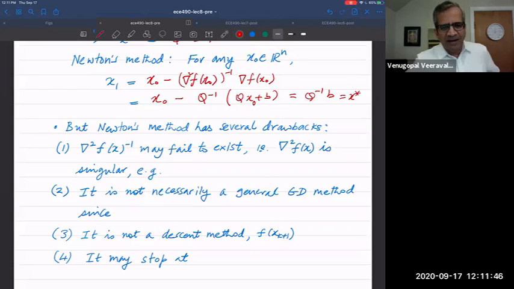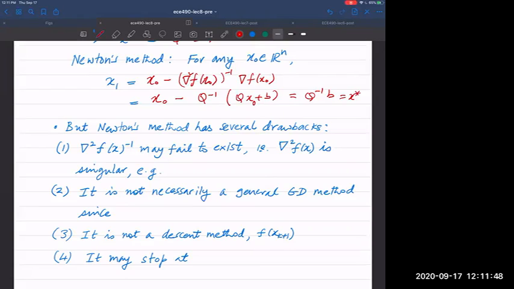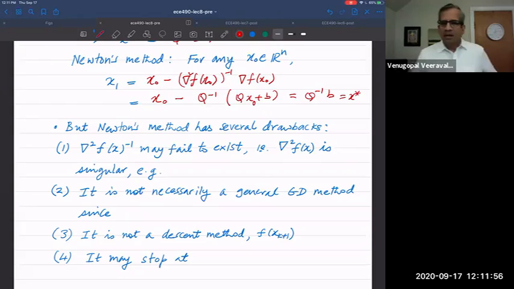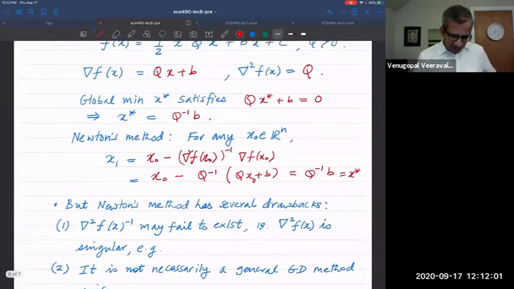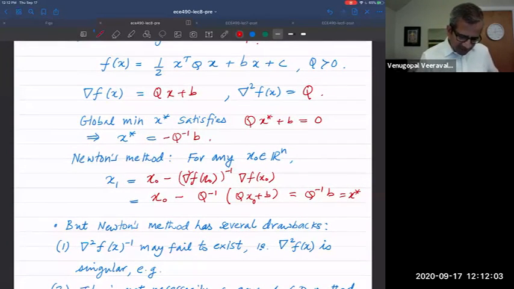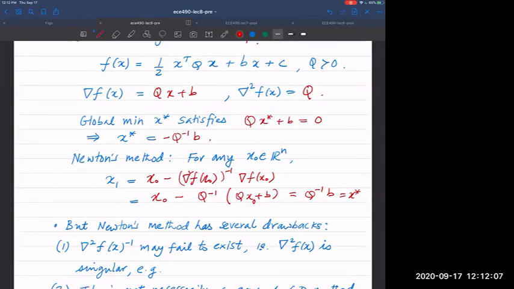So somebody had an answer, yeah? I don't know. It was just like before. Should it be x star equals negative Q inverse b? Yeah, I believe so. Should be negative Q inverse b here. Yeah. Sorry. Good point.